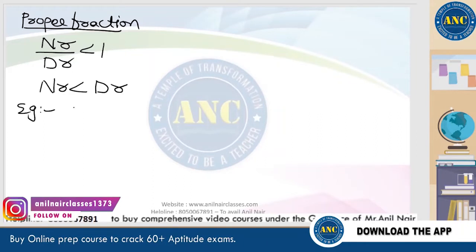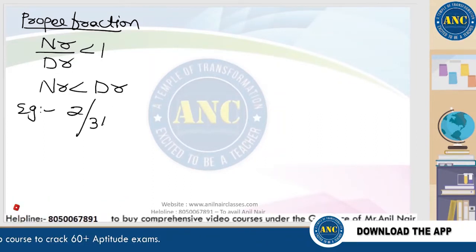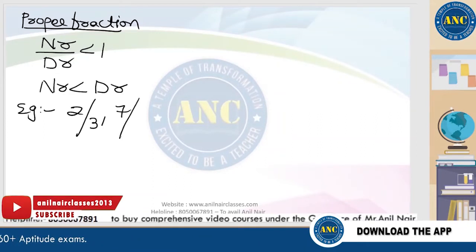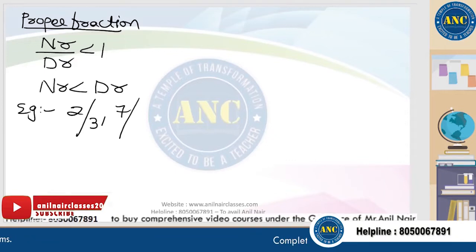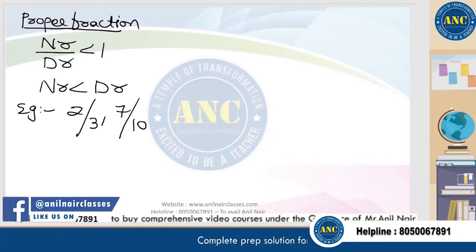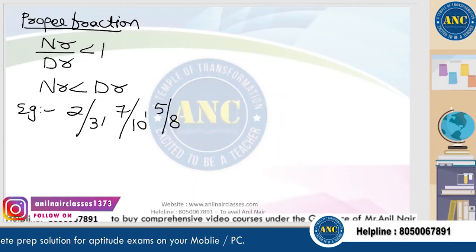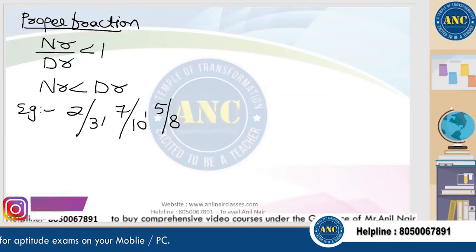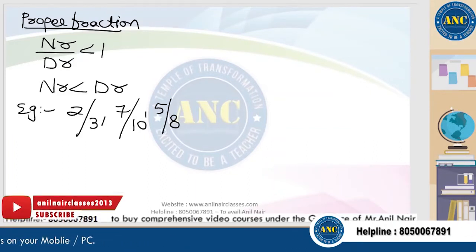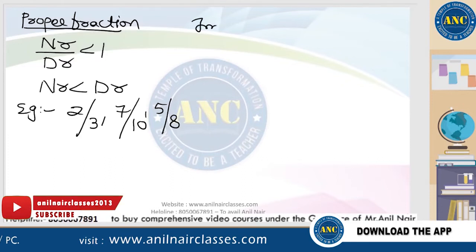A few examples where the numerator is less than the denominator. 2 is less than 3, so 2 by 3 is a proper fraction. 7 is less than 10, so 7 by 10 is a proper fraction. 5 is less than 8, so 5 by 8 is a proper fraction. Right? What is an improper fraction?